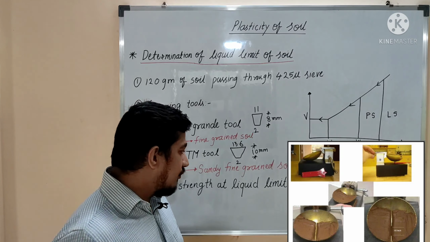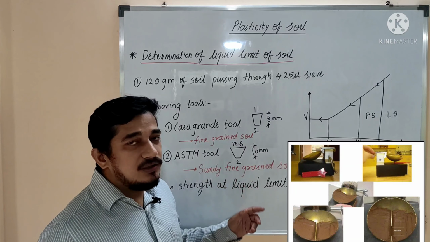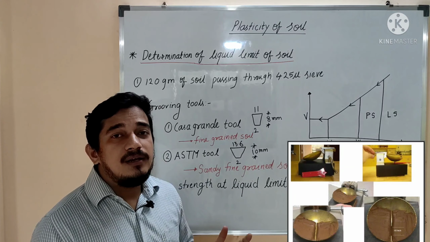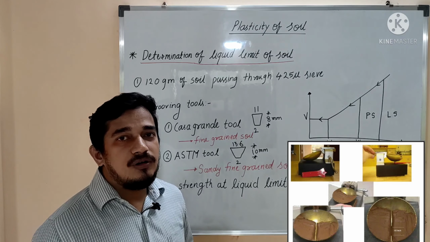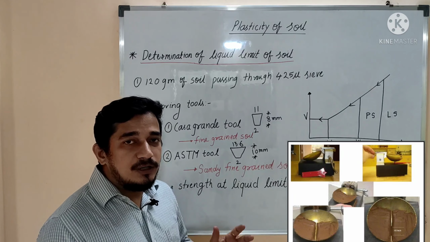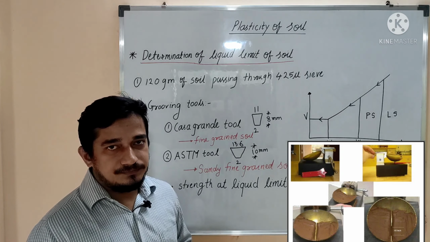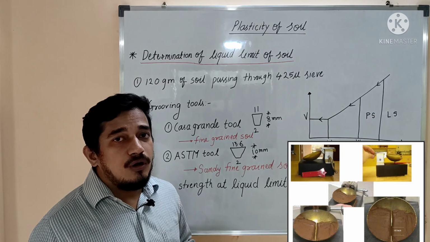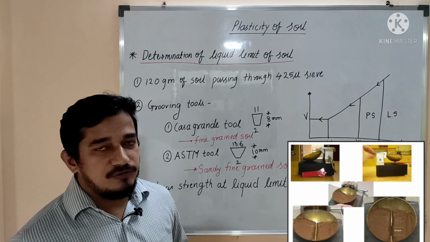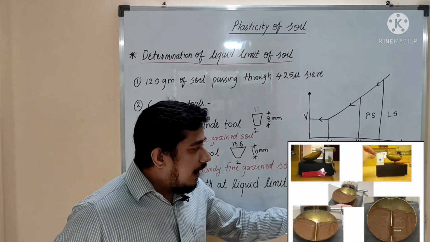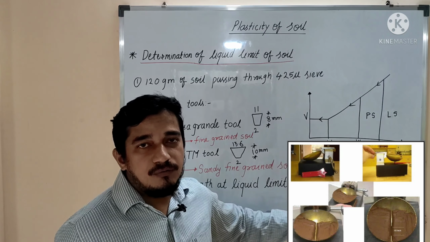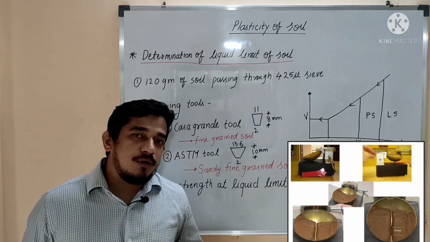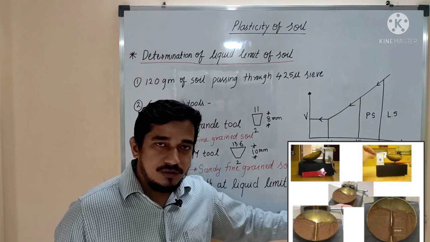Generally, in the case of a sandy fine grained soil, there may be a chance that the soil may slip, but we don't want the slipping of the soil. What we want is closing of the groove by the flowing of this soil, because we want to determine the liquid limit of a soil. As this groove is closed by 12 mm, then we will stop. We will record the number of blows required for this closure.